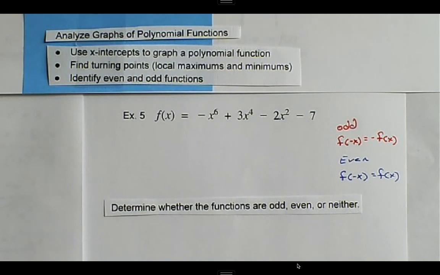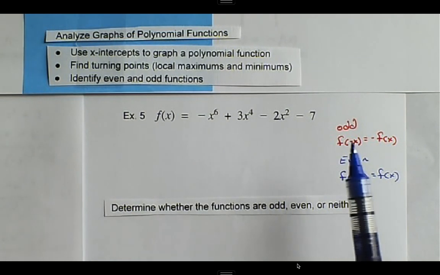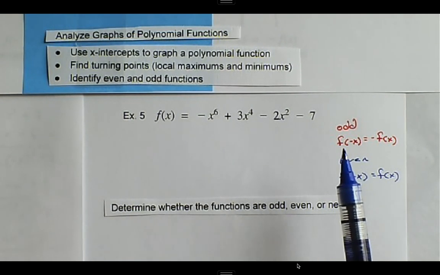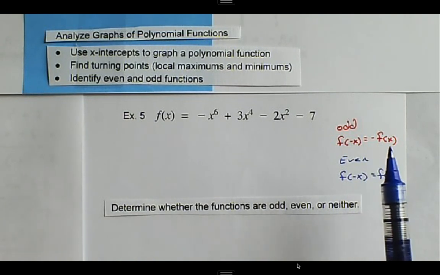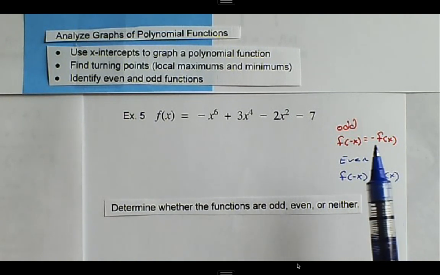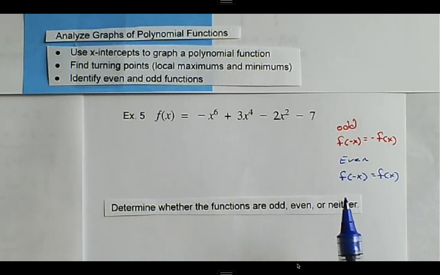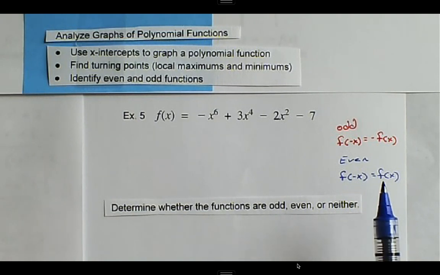We were talking about analyzing graphs of polynomial functions, and we want to identify even and odd functions algebraically. So here's the check over here. If it's an odd function, the function evaluated at negative x is equal to the entire function negated. And for an even function, we can check that the function evaluated at negative x is equal to the original function, f of x.